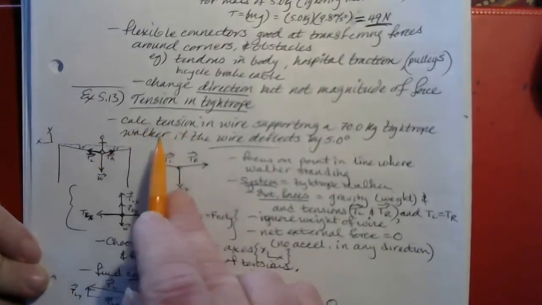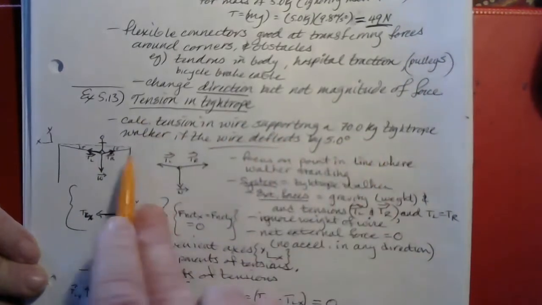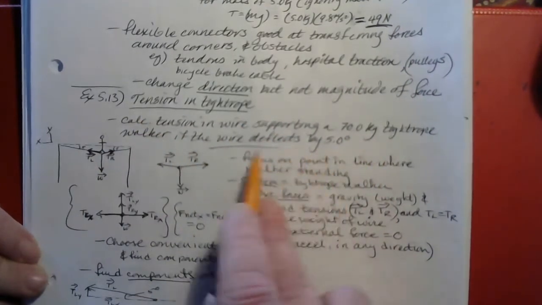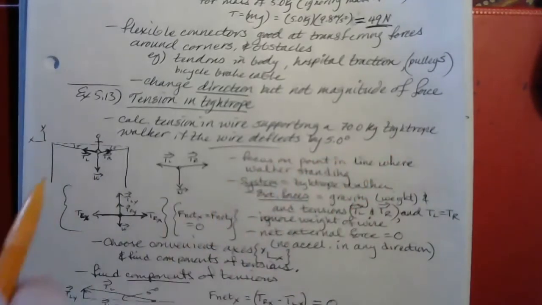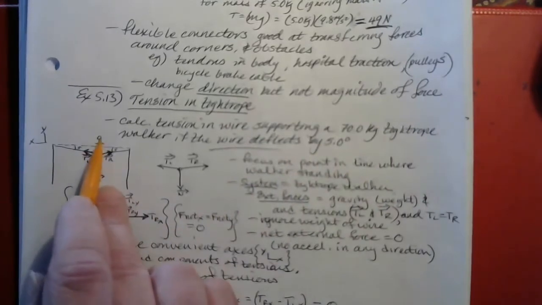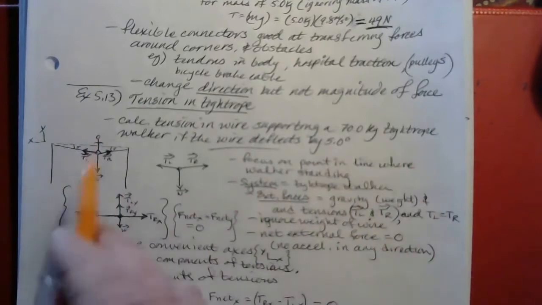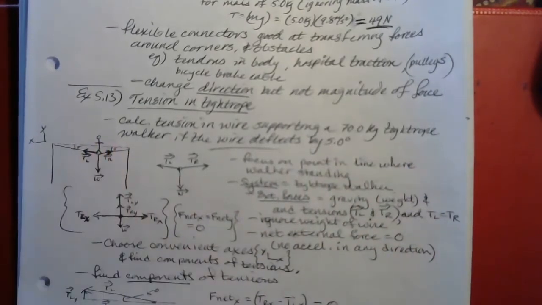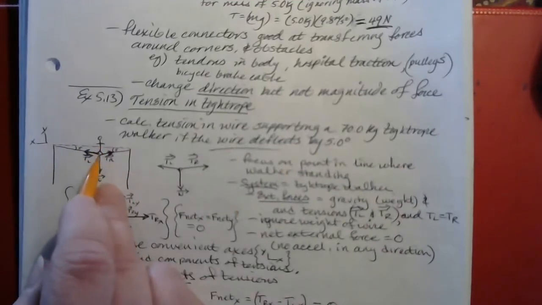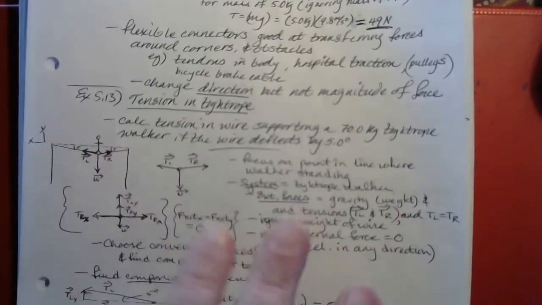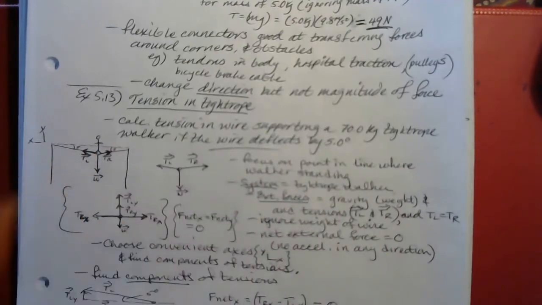So we want to calculate the tension in a wire supporting a 70-kilogram tightrope walker if the wire deflects by 5 degrees. This is what happens basically when you exert force on the center of one of these flexible connectors: the connector will deflect a little bit. In these problems, we're assuming that the connector does not stretch.